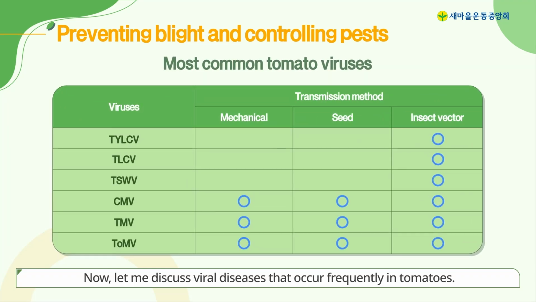Now, let me discuss viral diseases that occur frequently in tomatoes. There are a variety of viruses, such as TYLCV, TLCV, and TSWV. CMV and TMV viruses are usually transmitted upon contact and during farming activities. CMV and TMV viruses move from one seed to another. TYLCV, TLCV, and TSWV are carried by insect vectors, such as tobacco whiteflies, mulberry thrips, and aphids.